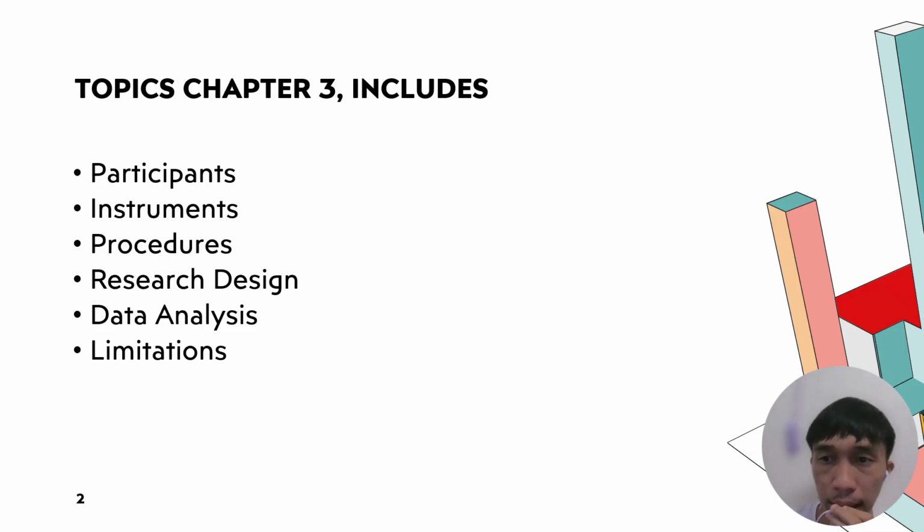Chapter 3 includes 6 main parts. The first part is the participants. Next are instruments, procedure, research design, data analysis, and limitation. Each section explains a specific part of the research process. For example: who took part, what tools we used, how we gathered the data, what design we followed, how we analyzed the result, and the scope or the limits of our study.